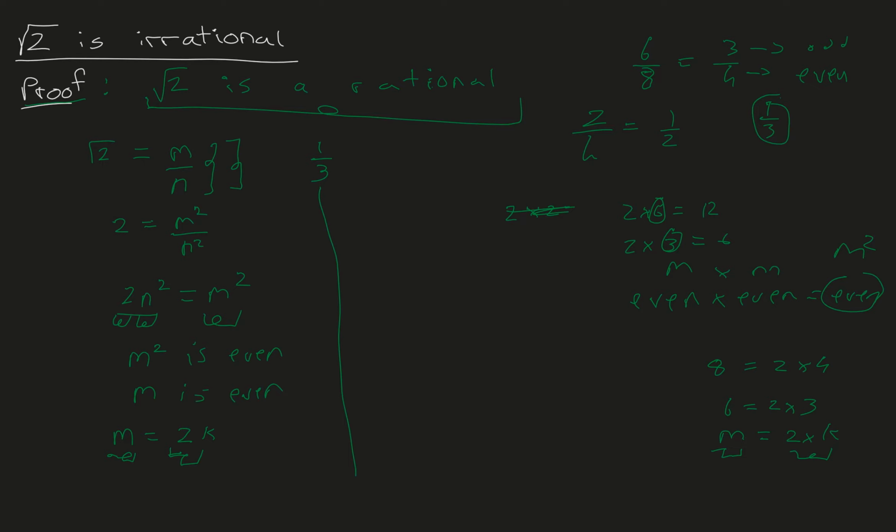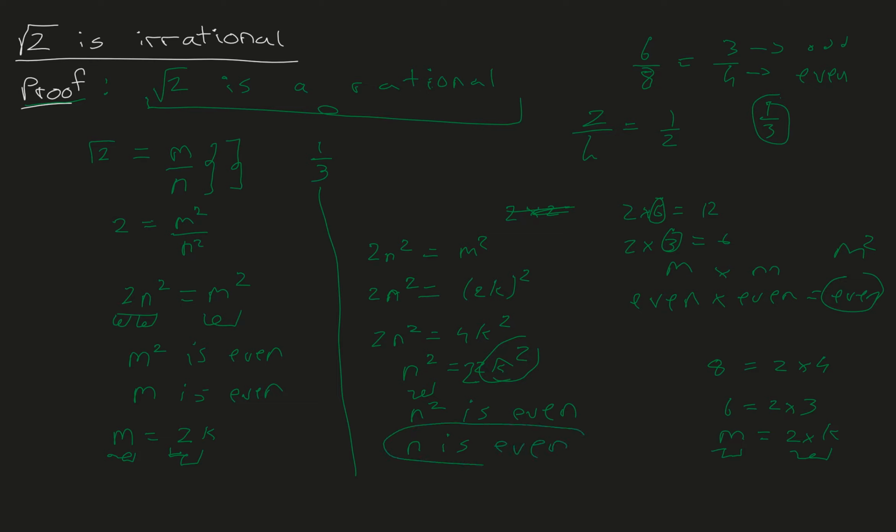Now we can write 2n squared is equal to m squared, and m is 2k, so 2n squared can also be written as 2k the whole squared, which is 2n squared equals 4k squared. If we simplify this, we get n squared equals 2k squared. Now this shows that n squared is also even, since the number k squared is being multiplied by 2. And since n squared is even, just as in the argument we did before, n is also even.